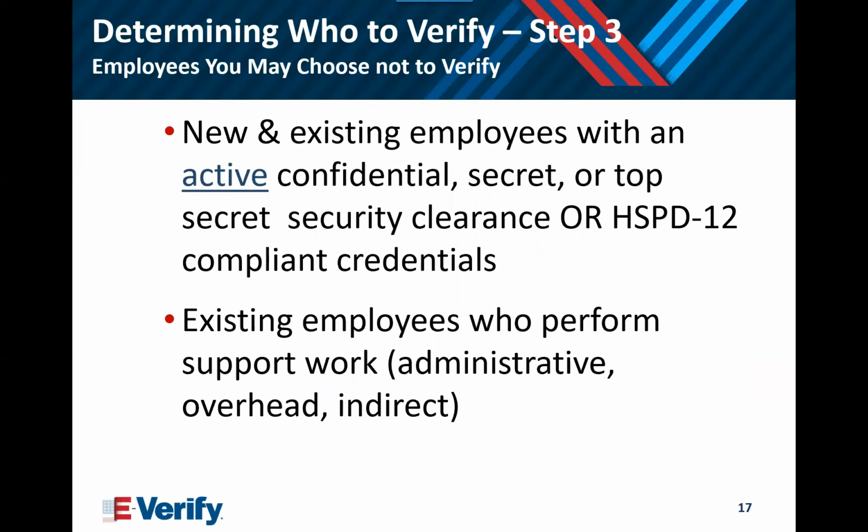And then you have some choices, whether or not you want to run certain people through E-Verify as well. And again, this is unique to federal contractors too. So those choices are for new and existing employees with an active, confidential, secret, or top secret security clearance, or existing employees who perform support work. So this could be administrative staff or overhead staff or staff who has indirect work on that contract. Now, this second bullet only applies if you are not choosing to use E-Verify for your entire workforce. If you chose entire workforce, these employees under the second bullet would be required as well.